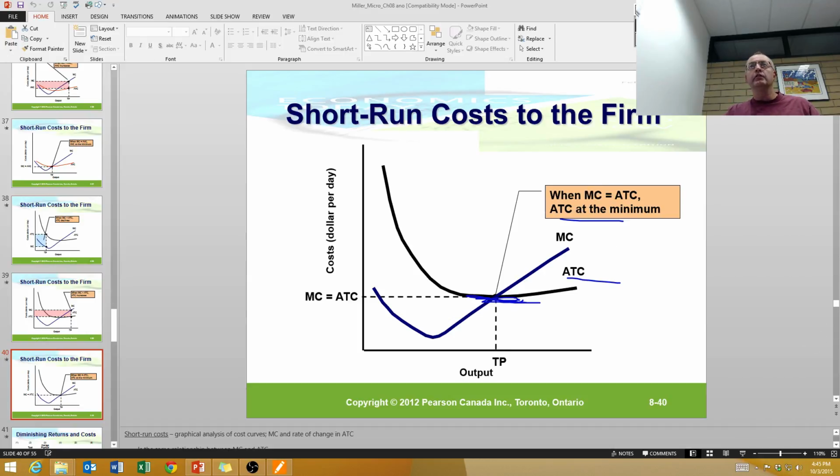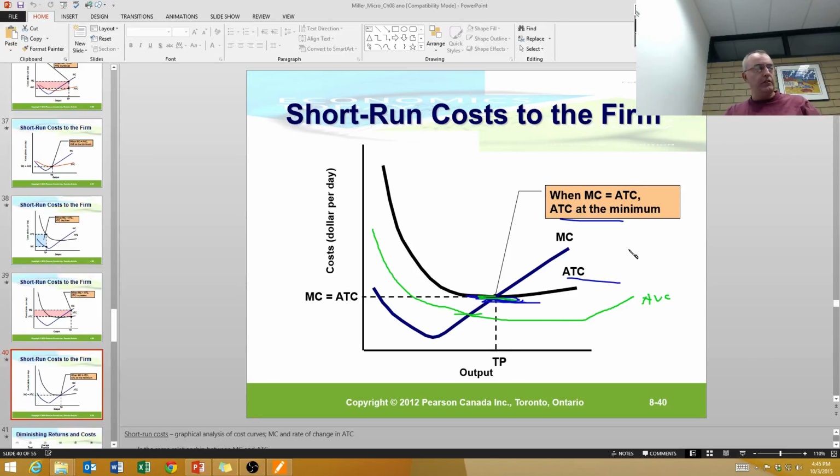Oh, but I did want to point out that the minimum point of the average variable cost curve and the average total cost curve are not the same point. They're not the same point.